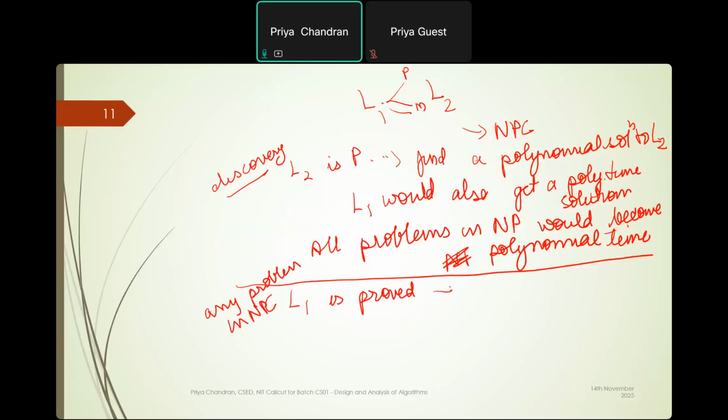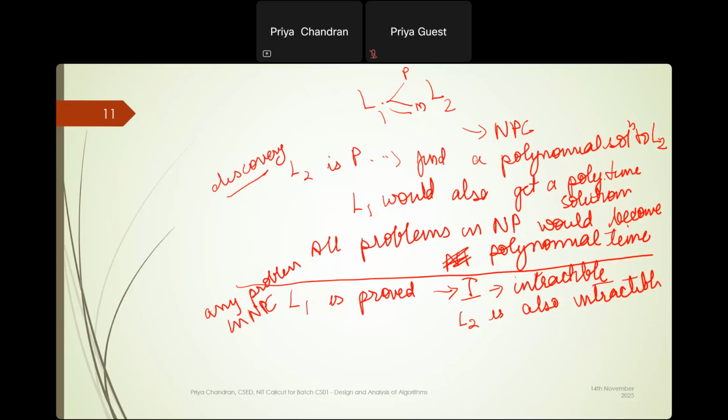If it is proved that L1 is intractable, that is, it has only exponential time or higher solutions, then what is the implication? It would mean that L2 can also have only exponential time solutions. It would mean that all problems in the NPC class are intractable.